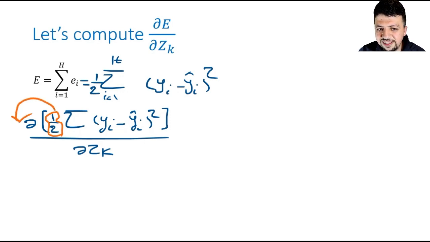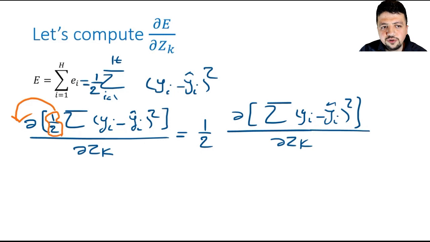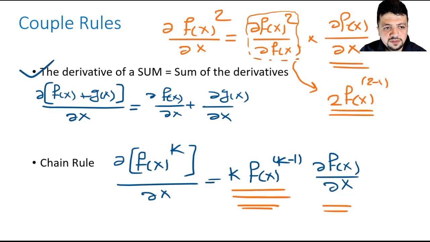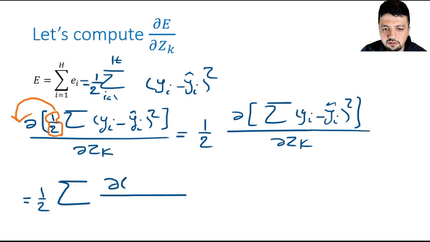So imagine this 1 over 2 outside, and then you notice something very interesting that we have just talked about. We've got the same story: the derivative of a sum. Remember rule number 1, the derivative of a sum is a sum of the derivatives. So this equals 1 over 2, and the sigma comes out, and then you've got the derivatives of y sub i minus y hat sub i, squared, with respect to zk. Again, remember, i goes from 1 to h.